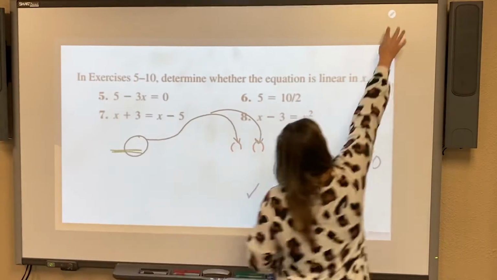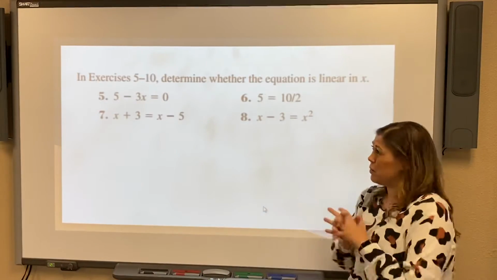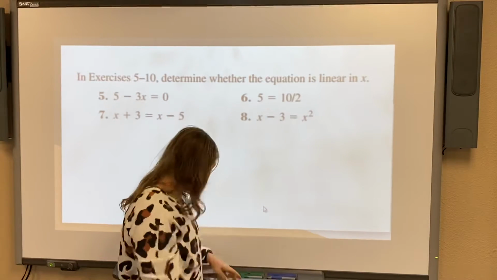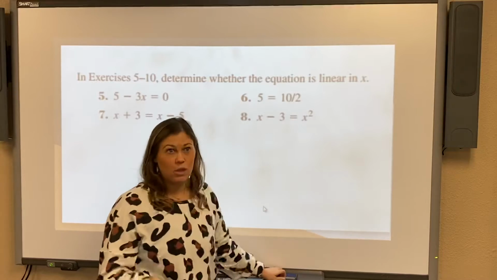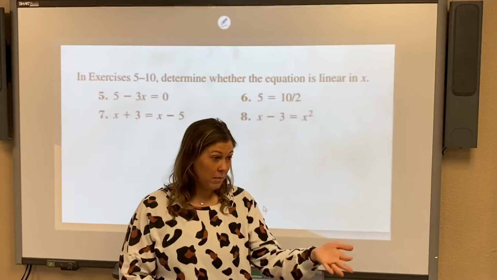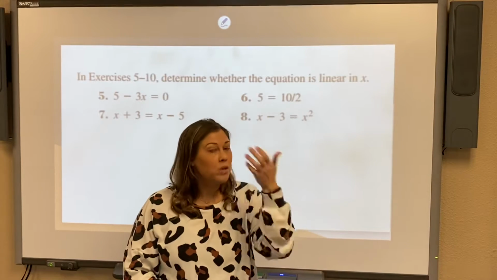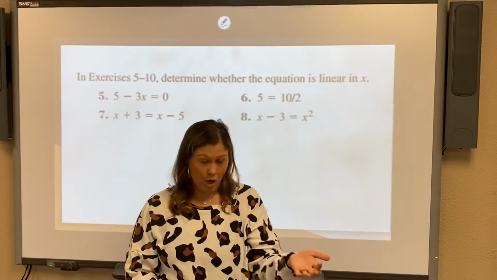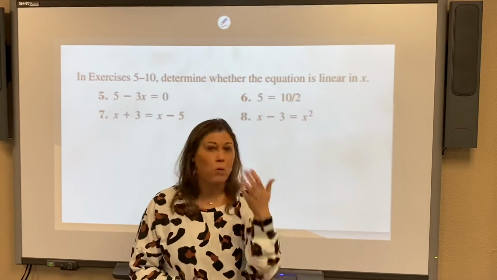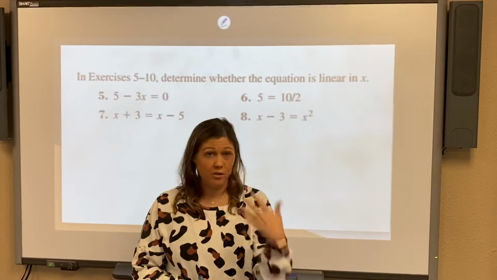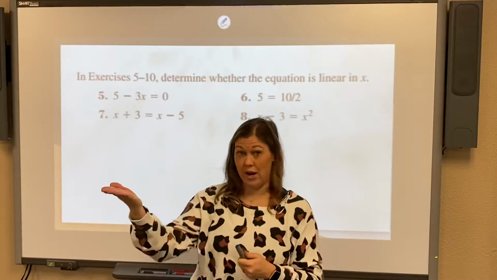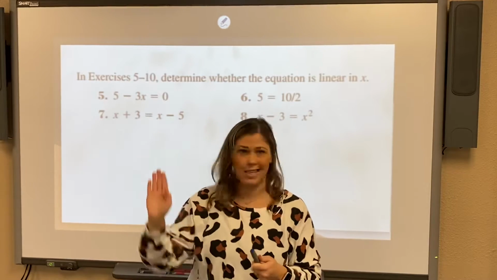Now this book also wants you to determine whether these equations are linear. Basically, if it's linear in x, you can solve for x. If you can solve for x and get x equals a number, it's linear. And there can only be one possible solution, and we'll talk about that with 8. If there's one solution for that x value, it's linear. If your x's go away, you can't solve for x, or if there are 2 possible solutions, it's not linear.